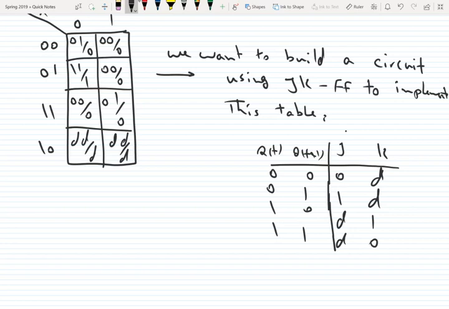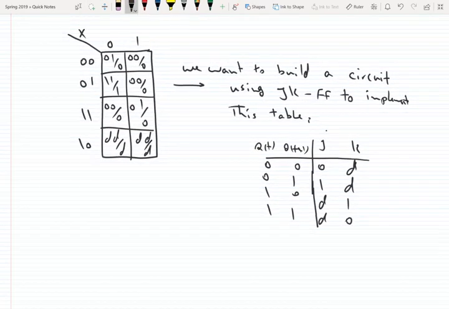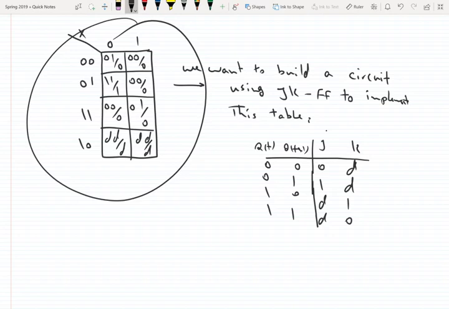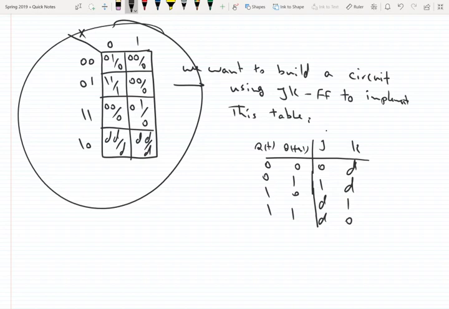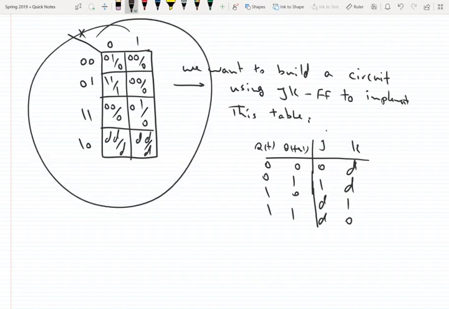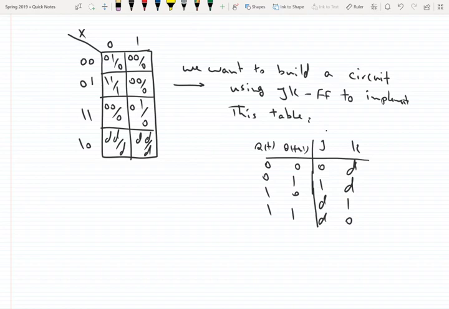Now what else we need to do? We need to split this table into different tables: J1 K1, J2 K2, and Z. Okay, the opposite of what we did before. Before we had three individual tables, and then we combined them to build this one. But now we have this table and we want to split it into three tables. Okay, let's do that.